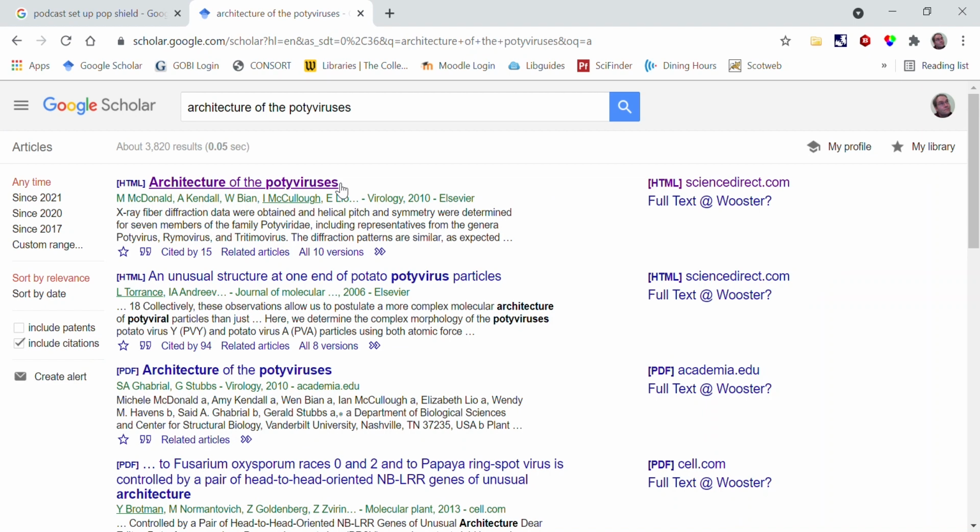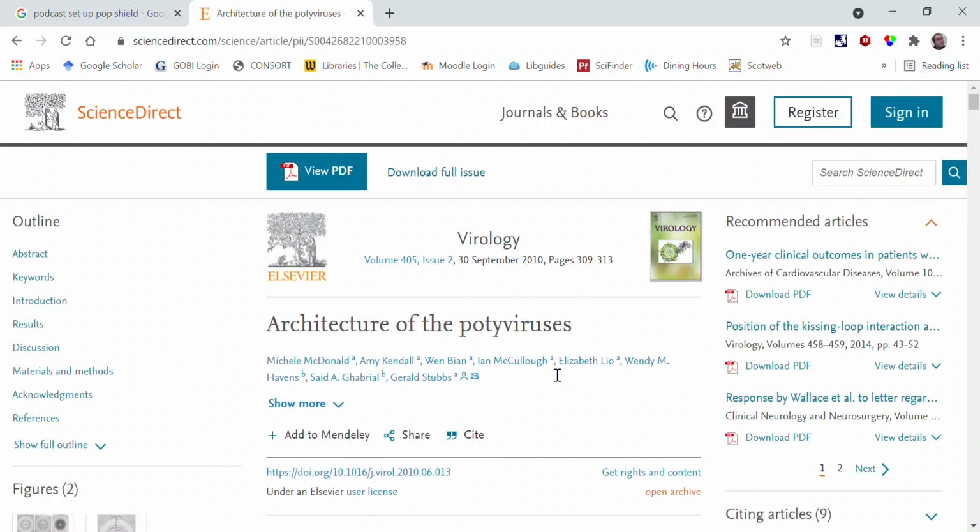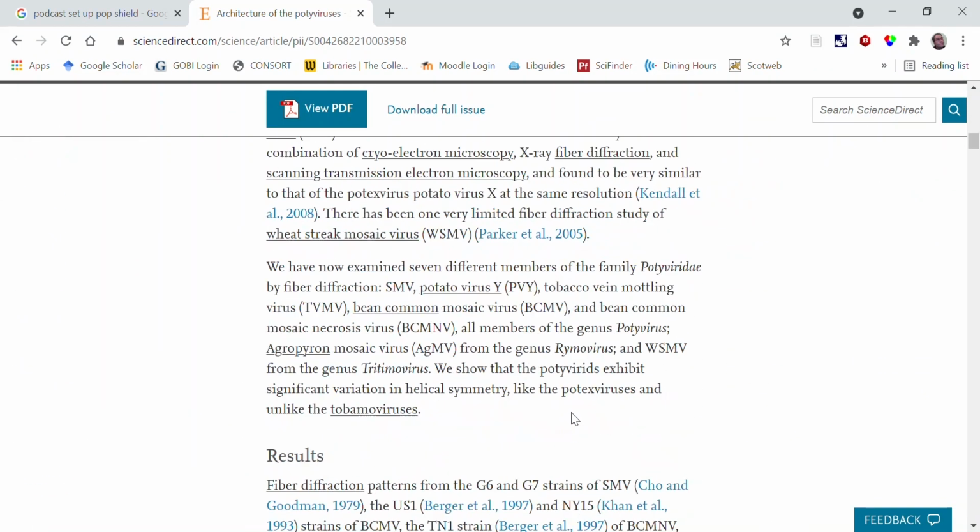So this is a paper that I was credited as a middle author on, and I'm right there: Architecture of the Potyviruses. This was when I was in the Stubbs lab at Vanderbilt University. But going to the paper, the part of this that I wrote was in the methods section.